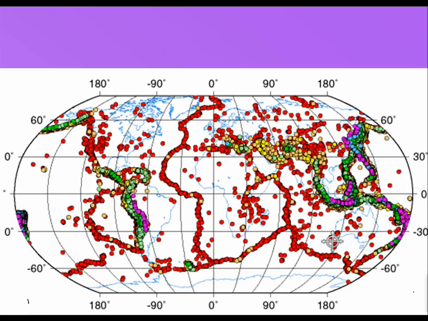Of course, California has so many earthquakes because it's located on a plate boundary. In this map, you can see the locations of earthquakes as they mimic the plate boundaries, where two plates are either moving toward each other, away from each other, or, as in the case with the San Andreas Fault, two plates are sliding past each other.